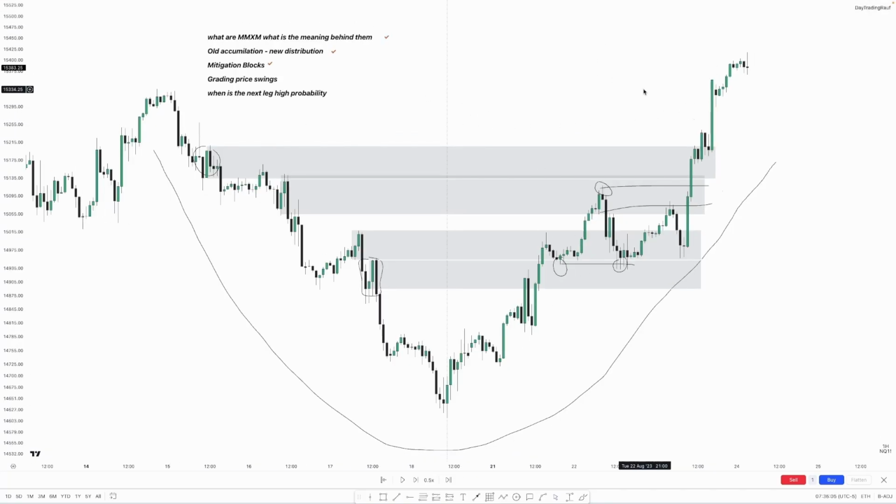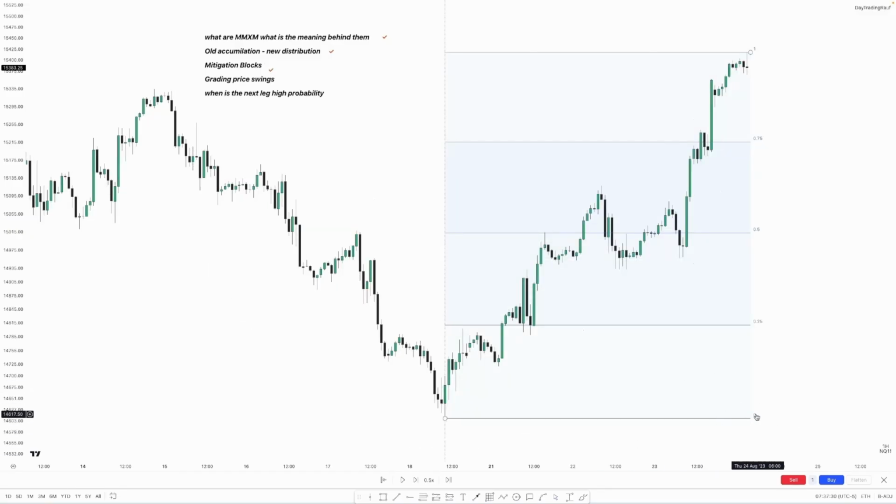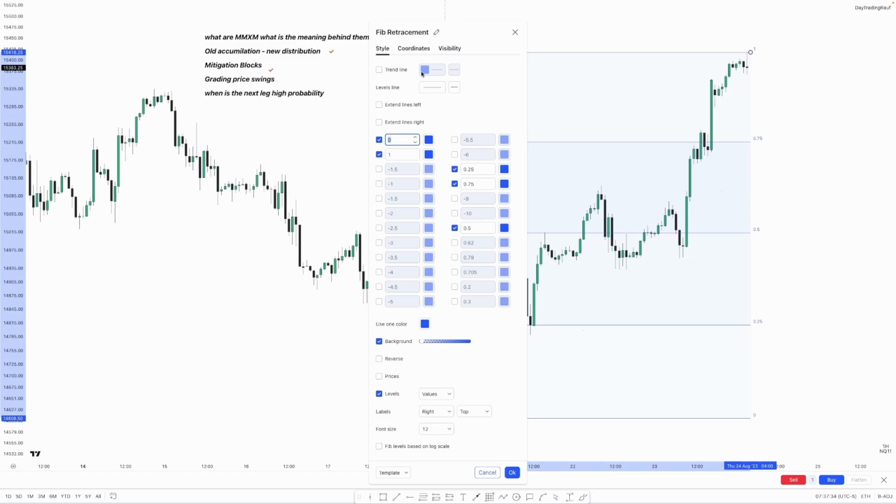So this was a bit about mitigation blocks and how you can utilize them in price action. Next, we're going to go over grading price swings and how you can anticipate breakaway gaps. So this is how you can grade the price swings inside of a market maker model. If you guys want to copy my Fibonacci settings, they're right here.